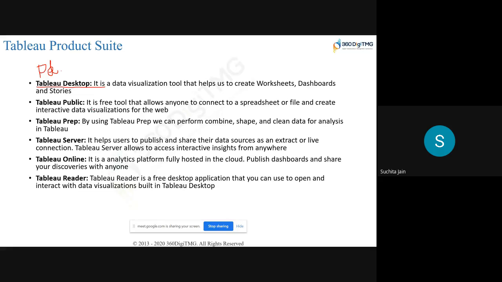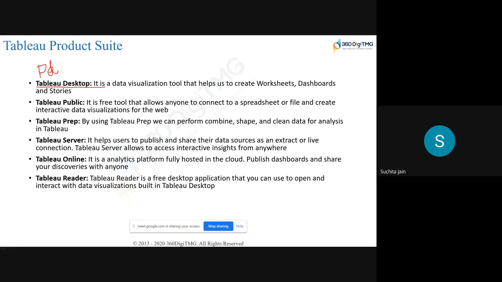Now, Tableau Prep. What is Tableau Prep? By using Tableau Prep, we can combine, shape, and clean data for analysis in Tableau. So many times you might not have proper data with you. The data is not cleaned. There are a lot of bugs in the data. There are a lot of empty rows in the data which you need to clean. So for that, you need Tableau Prep.